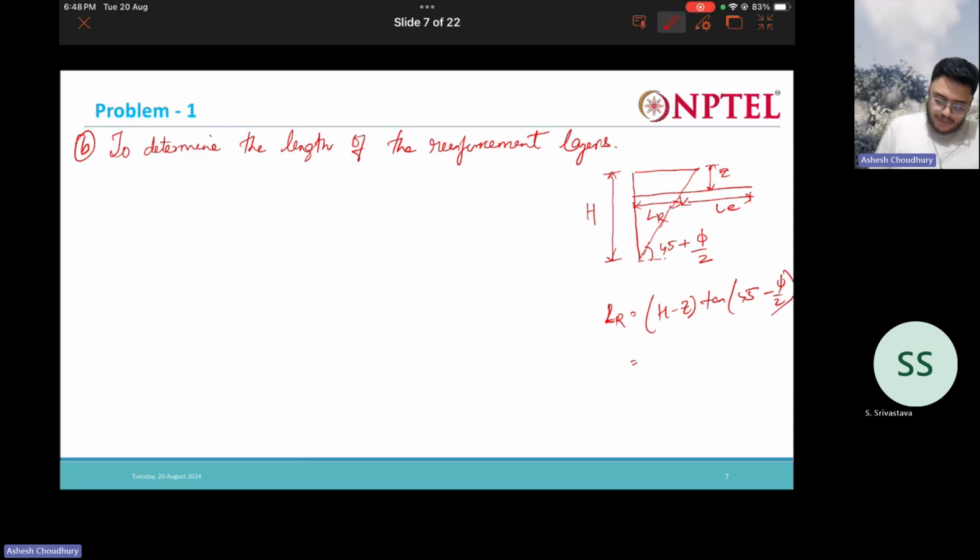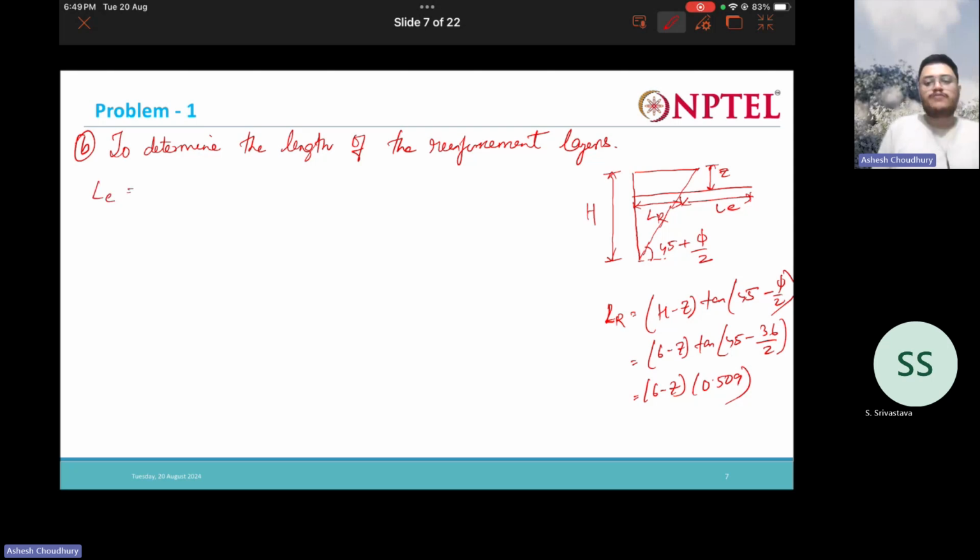And what is that? (H minus Z) tan of (45 minus phi/2). H is 6, right? So (6 minus Z) tan of (45 minus 36/2). Okay, please do it. So it will come out as 0.509. All right, understood?